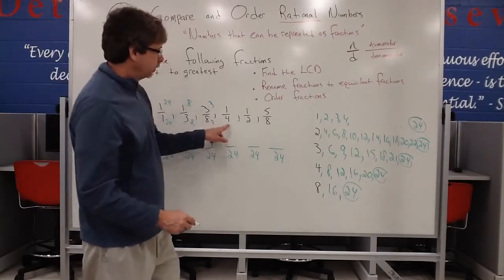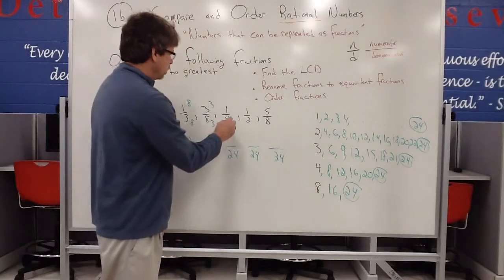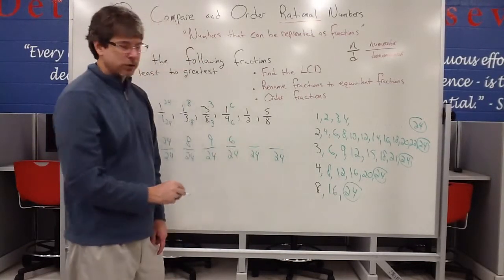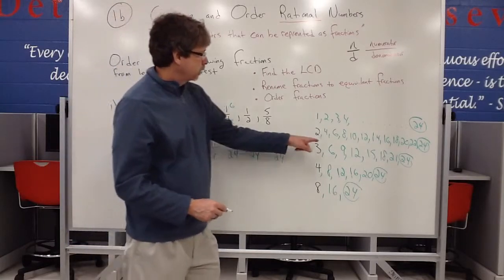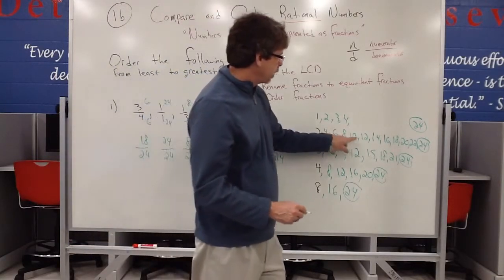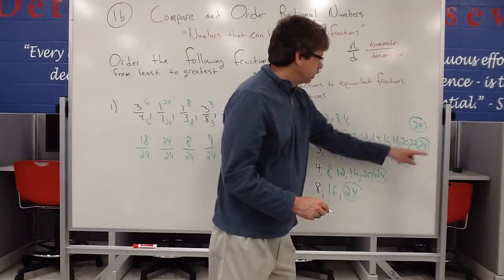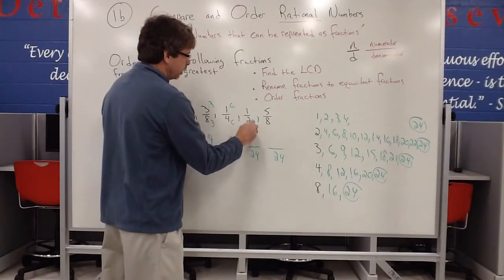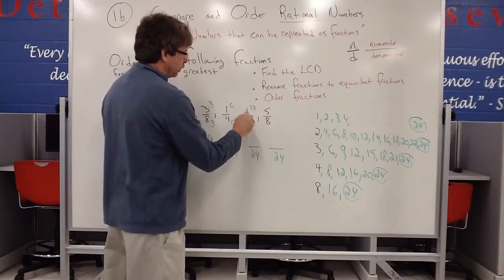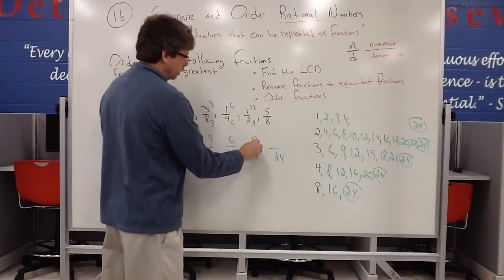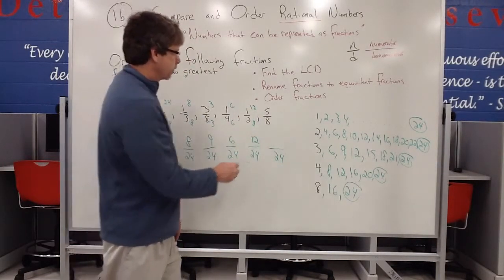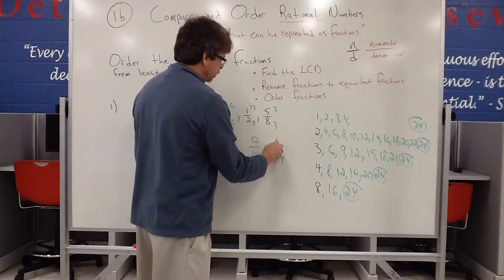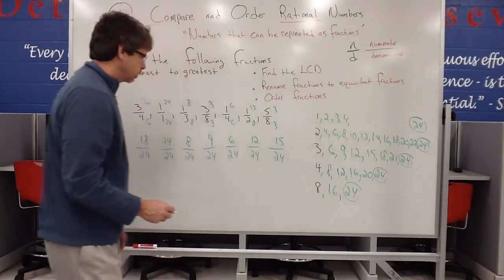That 1/4 again, it took 6 4s. If I multiply that by 6, I've got to multiply the top by 6. That changes to 6 24ths. A half took 1, 2, 3, 4, 5, 6, 7, 8, 9, 10, 11, 12 2s to get 24. Or if we know 2 times 12 is 24, I multiply the top by 12, and I get my 12 24ths. We took, again, 3 8s to get 24, so that changes to 15 24ths.